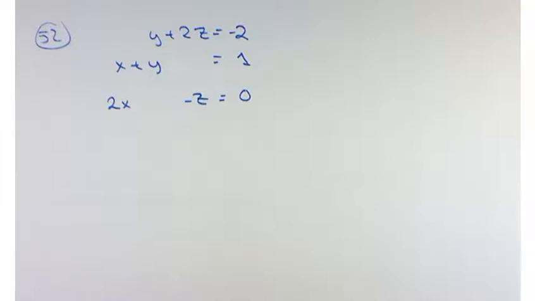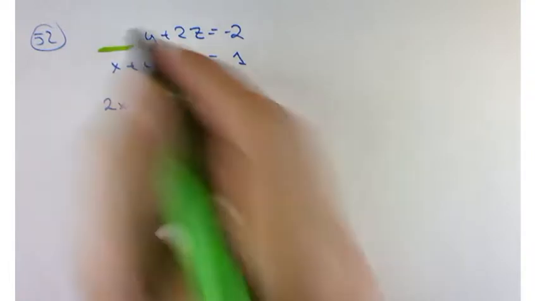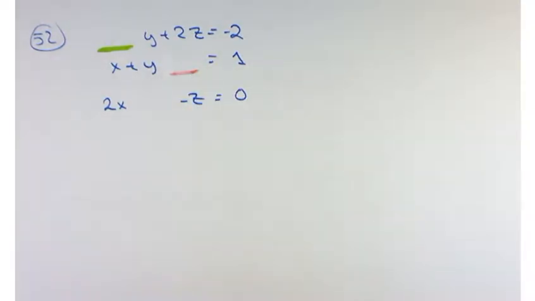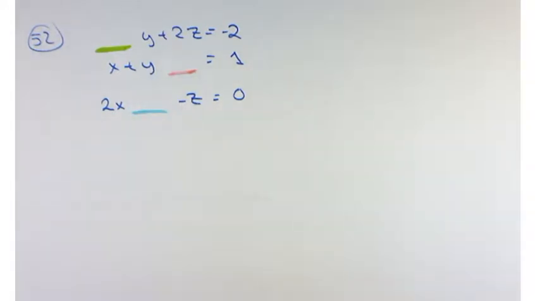So problem 52 is a little bit tricky for a lot of students because of the missing variables. If you notice, we're missing an x from the first equation, we're missing a z from the second equation, and a y from the third equation. And that makes it tougher than it should be for some people to solve.